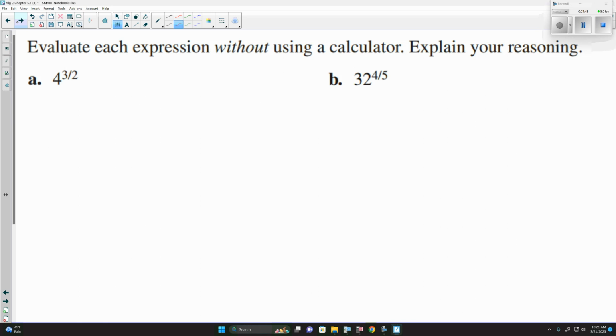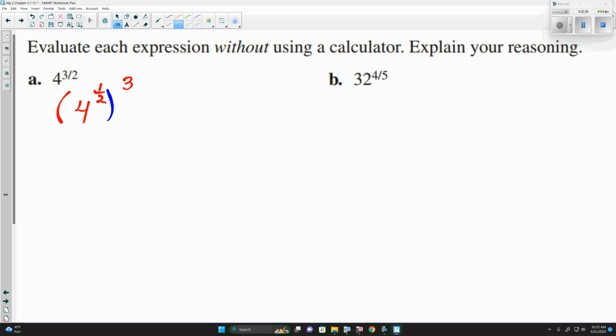All right, we're going to skip those next two and look at these two here. Evaluate each expression without using a calculator. So if we're going to do this without a calculator, what we were doing on the last few is going to be essential, because we're saying 4 to the 3 halves. We can put the 3 on the outside, and our fraction on the inside is going to be 1/2. So we have 4 to the 1/2 to the 3rd.